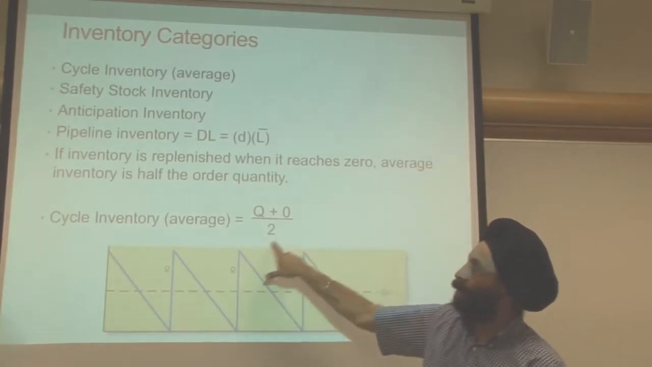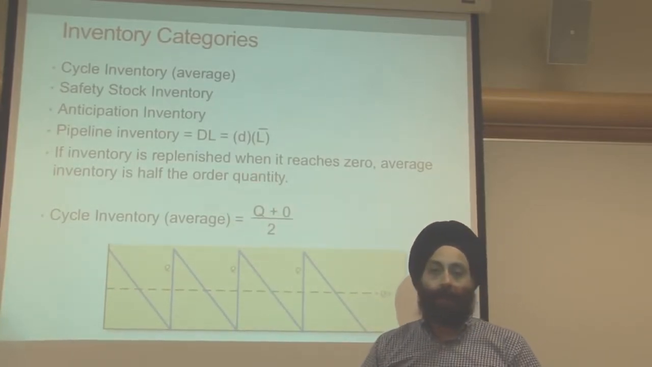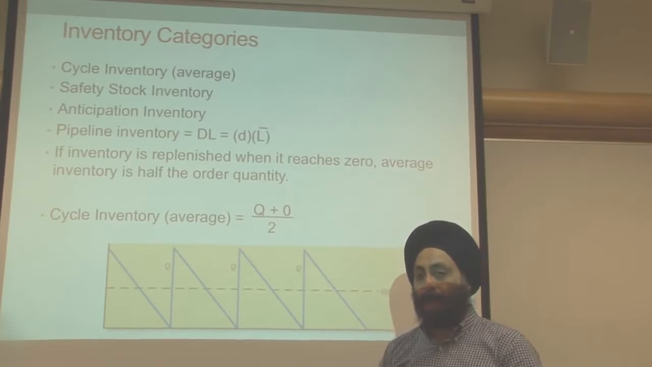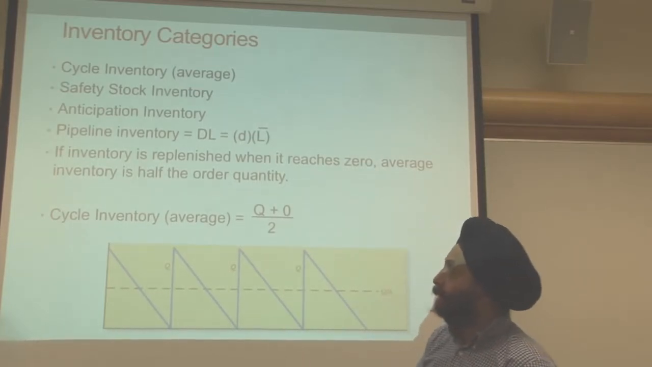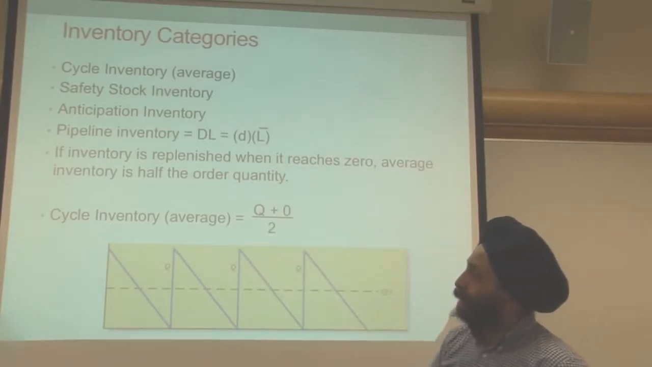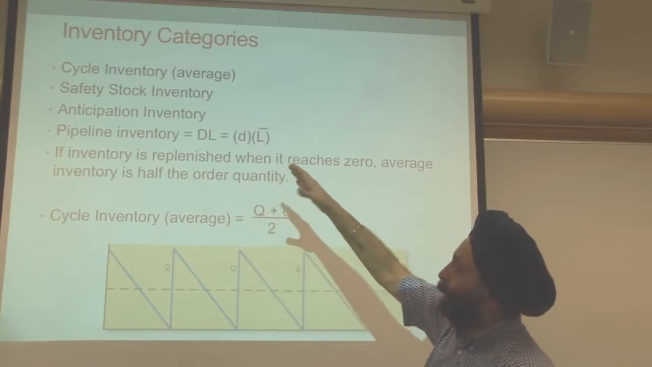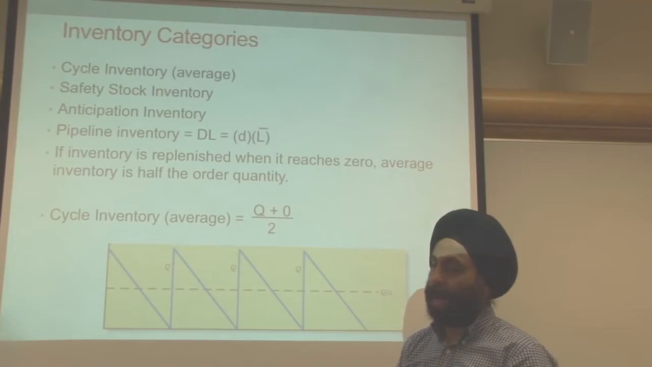That's the cycle inventory. Then you also have the safety stock inventory, which is kept just for a rainy day, in case of things that are not planned. So safety stock can address unanticipated demand.